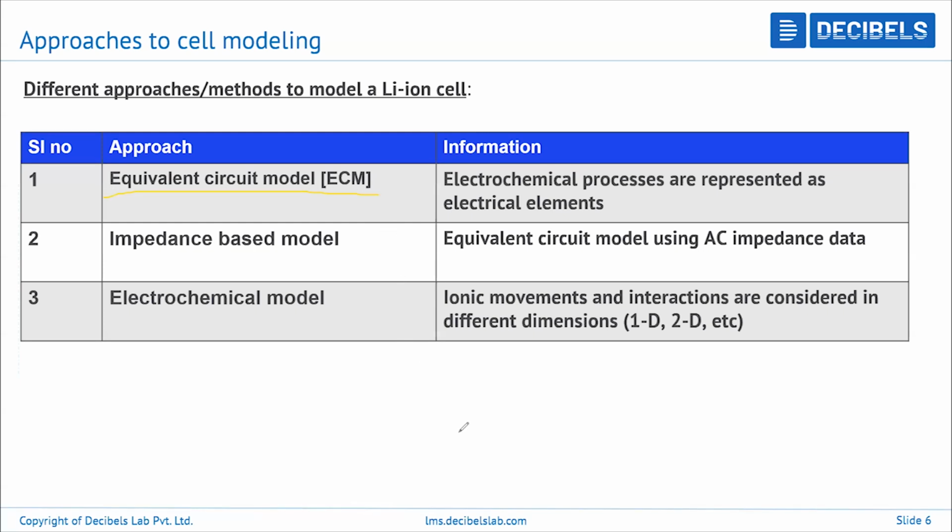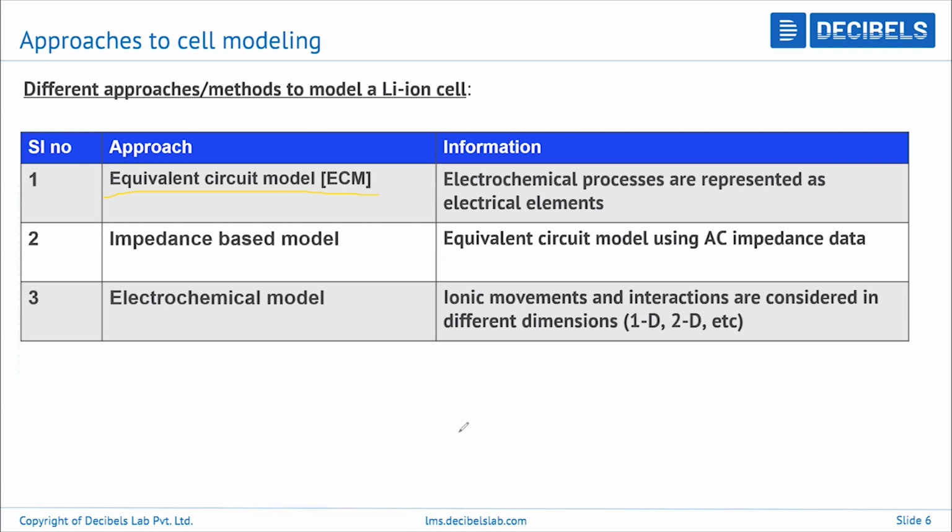So equivalent circuit model is basically a representation of all the electrochemical processes within the cell as electrical elements. You have so many electrical elements that can represent each process, like diffusion or transportation or intercalation processes, and so many complex processes. You can simplify them into electrical elements. We will see that approach in the next slide.